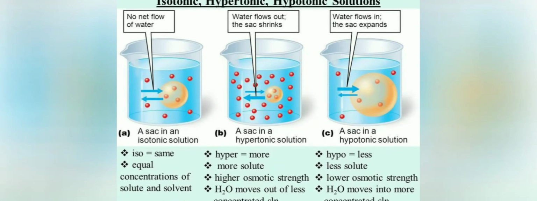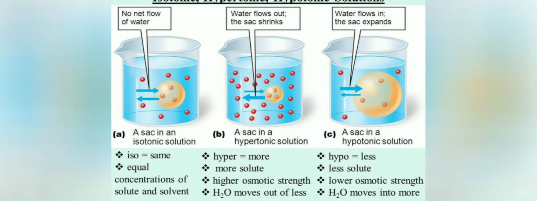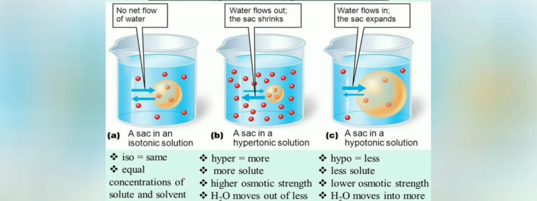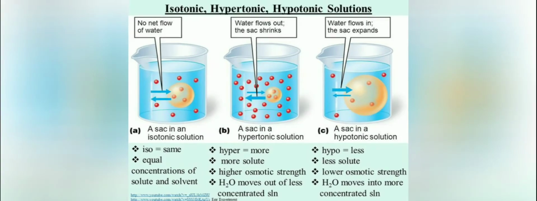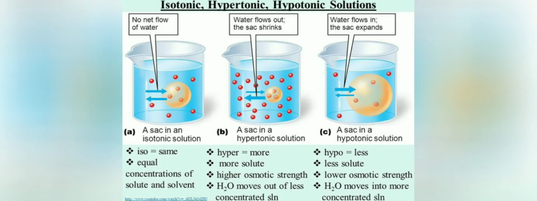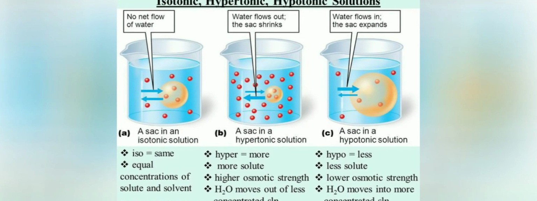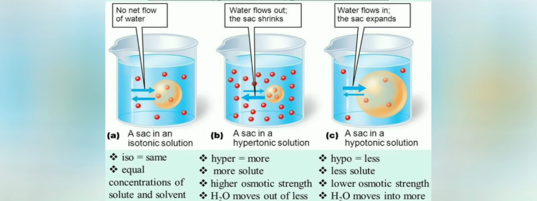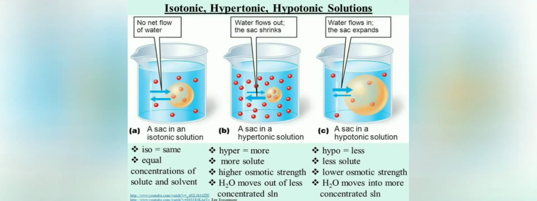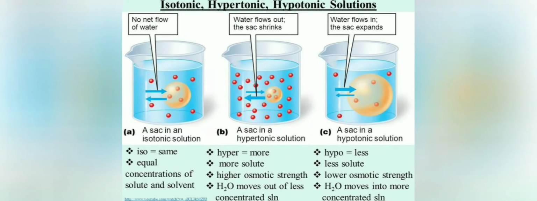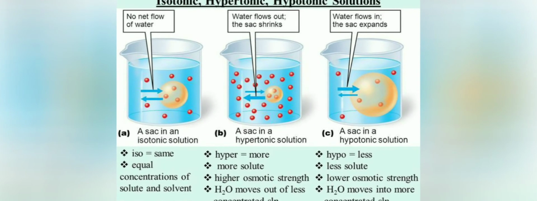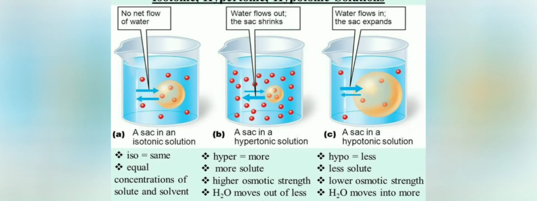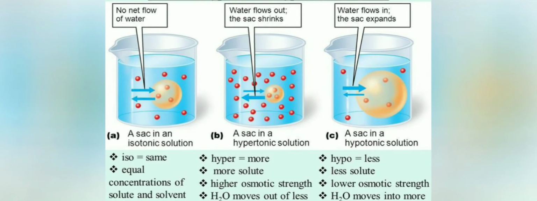So what happens here? Water crosses the cell membrane in both the directions, no doubt, but the amount going in and the amount going out will be the same. So there is no overall movement of water and the cell will stay the same size. So there will be no change in the size of the cell.